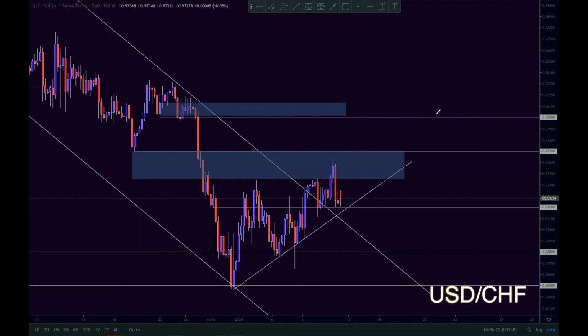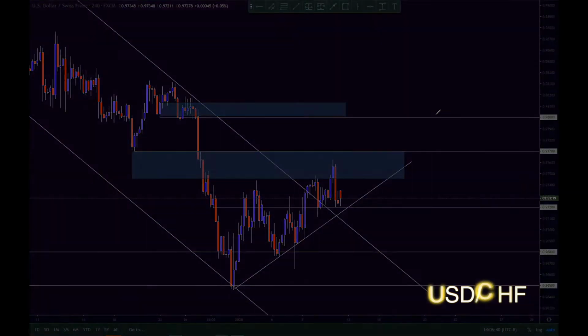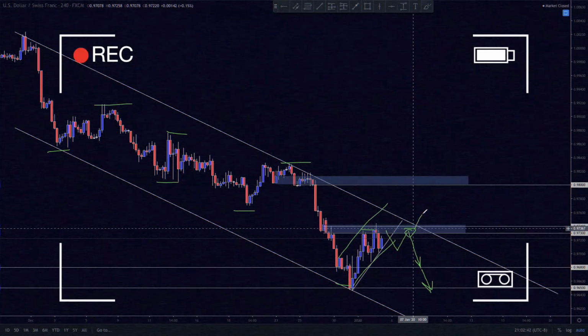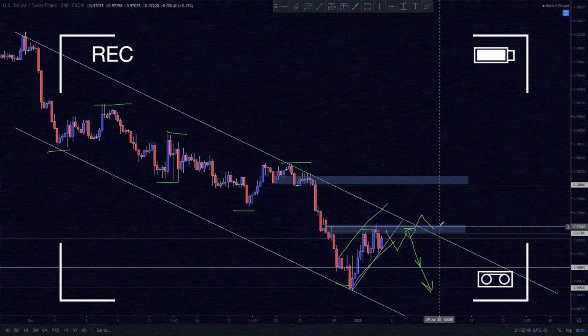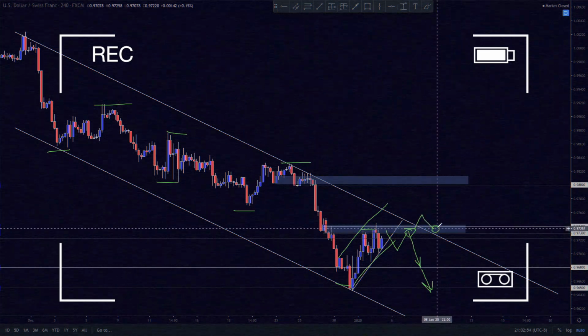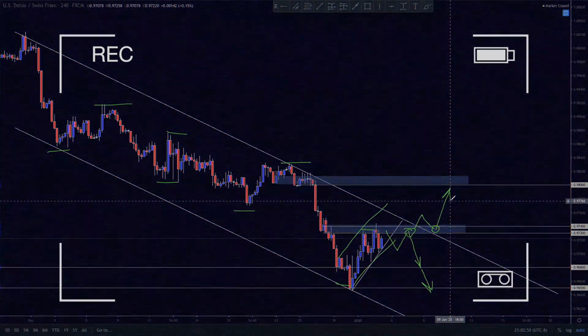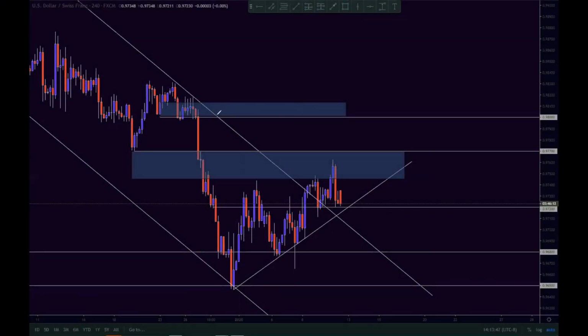Okay, next up is USD Swiss. Here's our last week's analysis. On the other hand, if the price breaks out of the supply and demand zone to the upside, breaks the channel and retests it, I would be bullish to the resistance level of 0.98. As you can see, we broke above the descending channel and retested it.